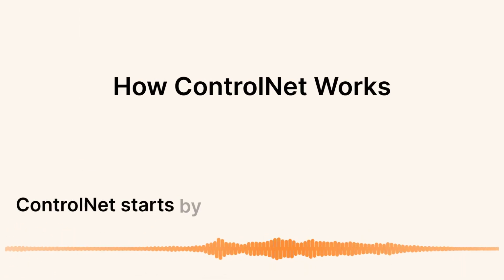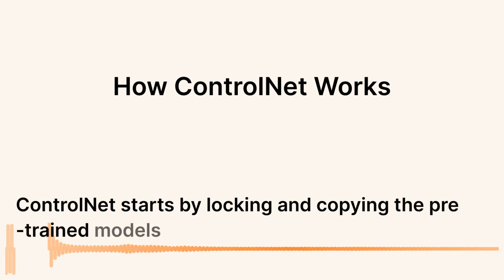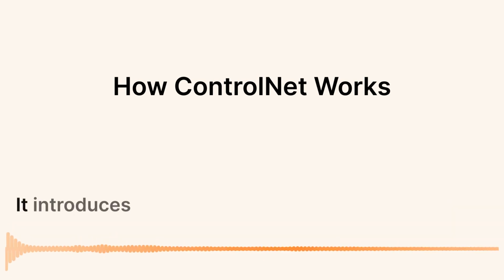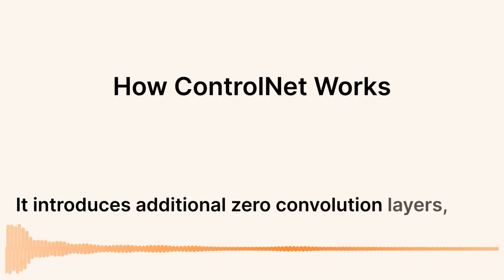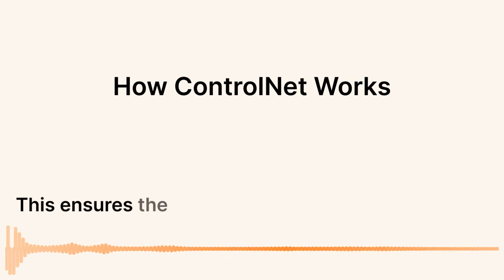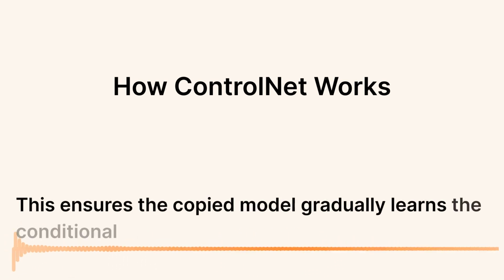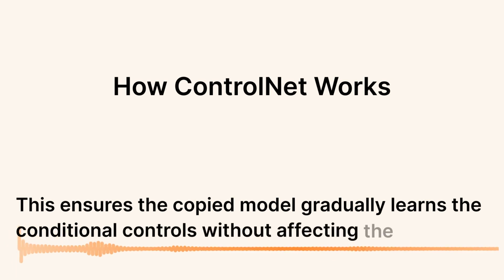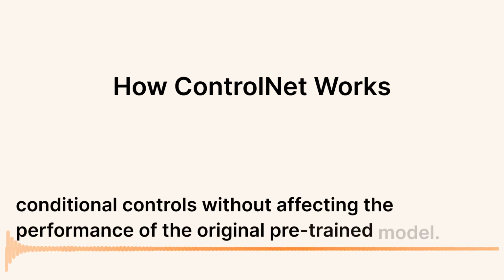ControlNet starts by locking and copying the pre-trained model's parameters. It introduces additional zero convolution layers, which have weights initialized to 0. This ensures the copied model gradually learns the conditional controls without affecting the performance of the original pre-trained model.